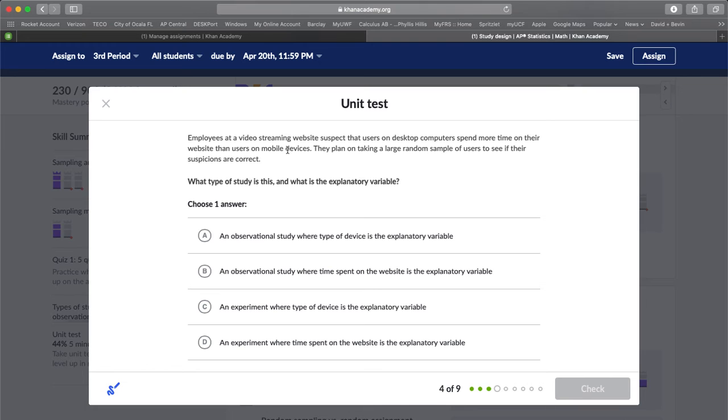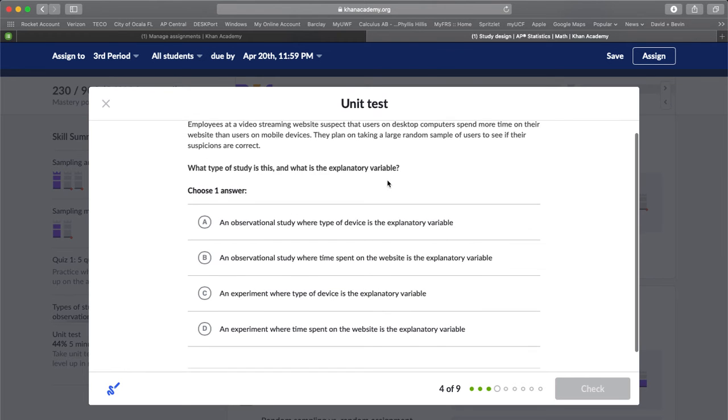All right. Employees at a video streaming website suspect that users on desktop computers spend more time on their website than users on mobile devices. They plan on taking a large random sample of users to see if their suspicion is correct. What type of study is this, and what is the explanatory variable?